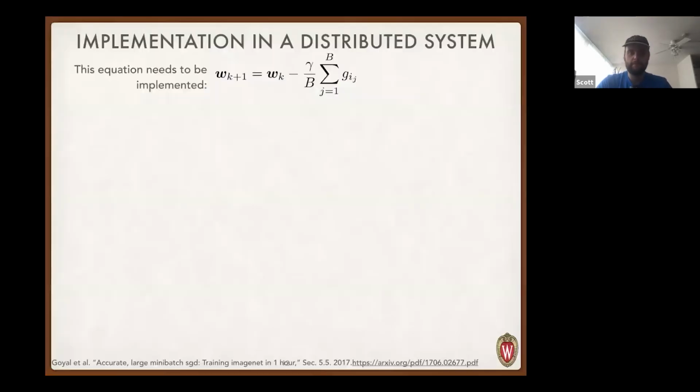Okay. So now let's implement these model updates in a distributed system. As a reminder, we're implementing the equation there on the top with B examples, where B is some small power of 2. And the bottleneck is the computation of this variable G. One evaluation of this G requires feeding one example through the model.